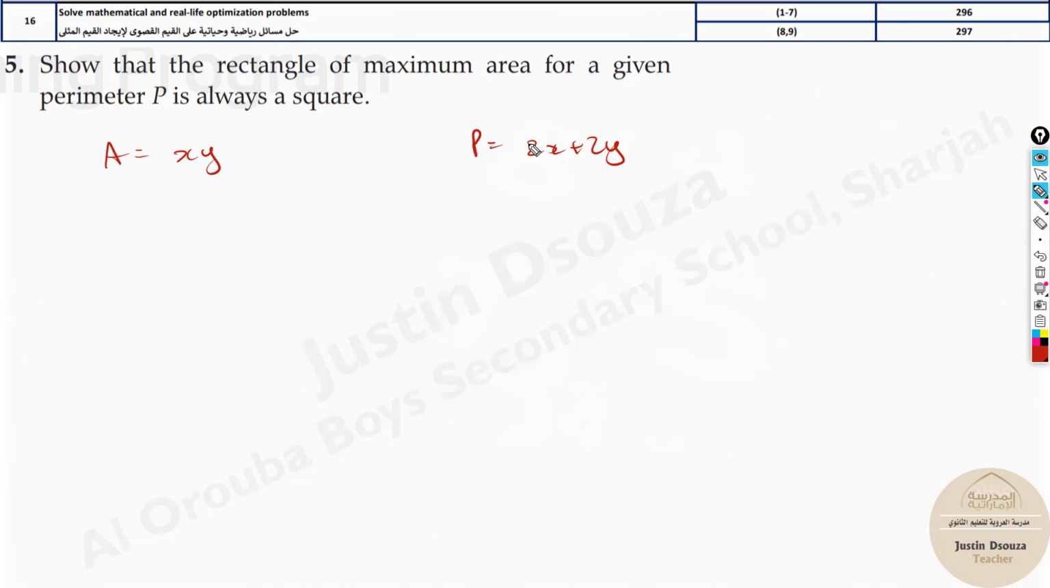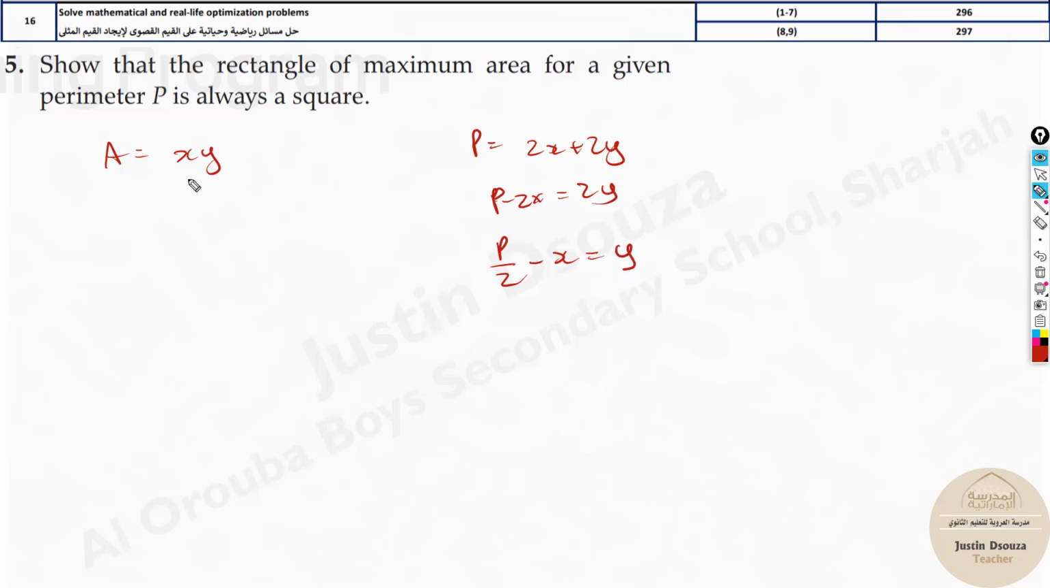So what we do is take this 2x to the other side, P minus 2x equals 2y. It's just like how we solved previous problems, but it's just that they have told maximize area where perimeter is P. P is the perimeter. They have not given a value. Imagine this is a constant. Divide both the sides by 2. It will be P by 2 minus x is equal to y.